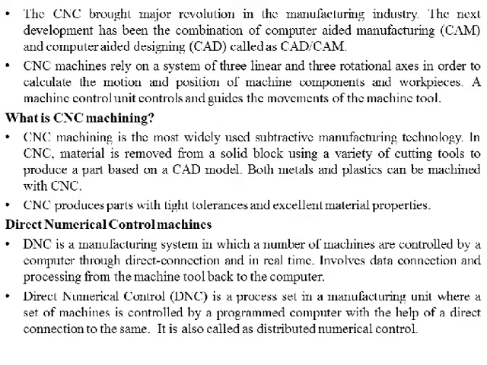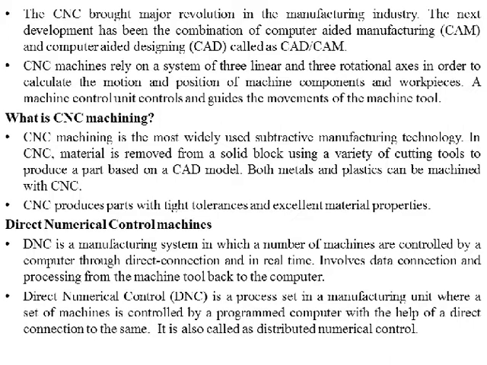Therefore, CNC machines rely on a system of 3 linear and 3 rotational axes. Machines such as CNC machines make use of 3 linear axes and 3 rotational axes in order to calculate the motion and position of machine components and workpieces. Therefore, a machine control unit will control and guide the movement of the machine tool in all these axes.